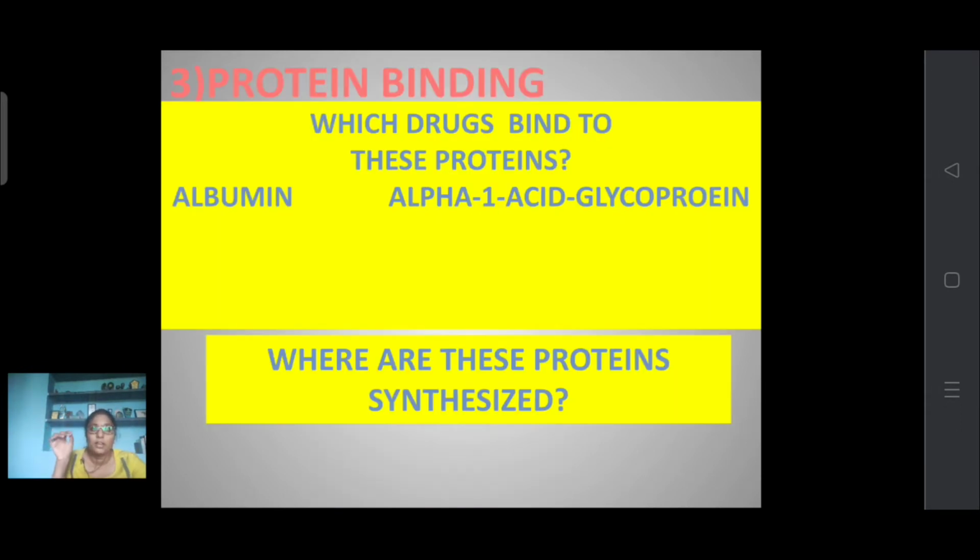And then the protein binding. What about the protein binding? So one is body water, and then fat, and then protein binding. So proteins are generally synthesized in the liver. So which drugs bind to these proteins? Albumin and alpha-1 acid glycoprotein. The drugs usually bind to these proteins, and albumin is the major protein which helps in the binding of drugs.